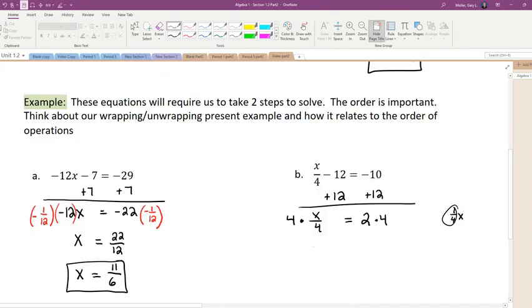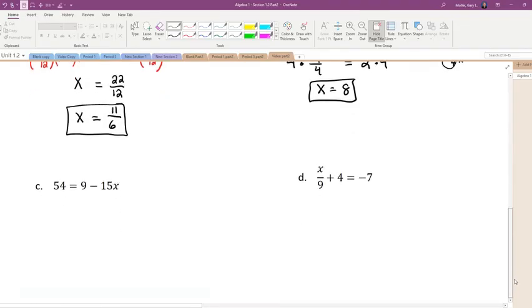The 4 on top cancels the 4 on the bottom. I'm left with x equals 8. We can always check our work. Just drop the 8 back in. 8 divided by 4 is 2. 2 minus 12 is negative 10. That's the correct answer. All right, let's keep rolling.